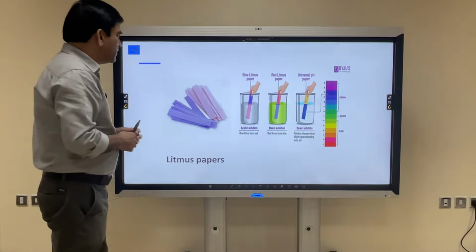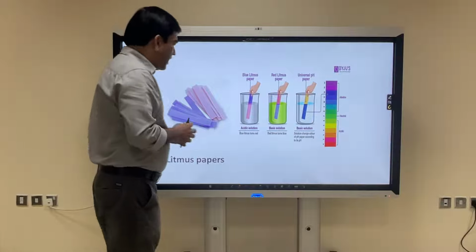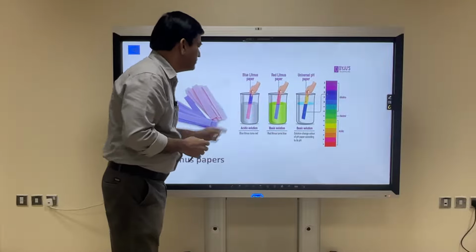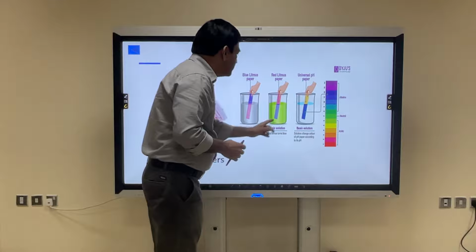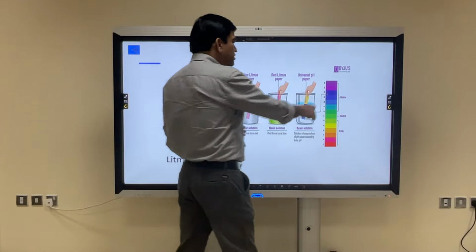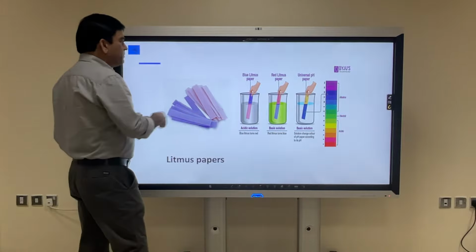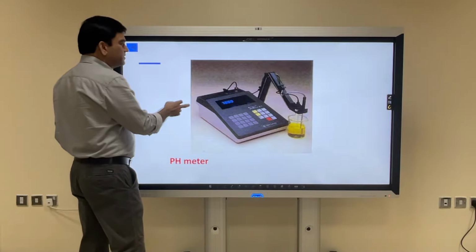So you can see the papers over here. These are the litmus papers. Blue litmus paper turns red if the solution is acidic. Red litmus paper turns blue if the solution is basic. You can see the chart over here of the different colors, and these are the litmus papers. And this is the pH meter.